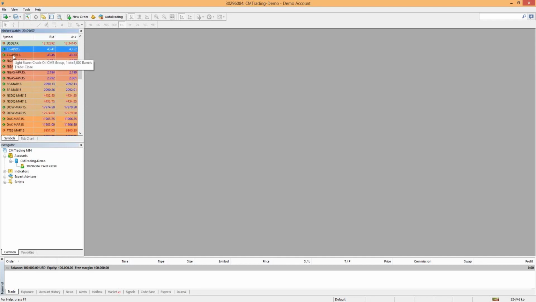CL is light sweet crude oil. It's traded, and you see the price of it per barrel. That's $43 per barrel. Then we go into natural gas, the S&P futures with the Standard & Poor's 500, the Nasdaq, which is then we jump into right here.